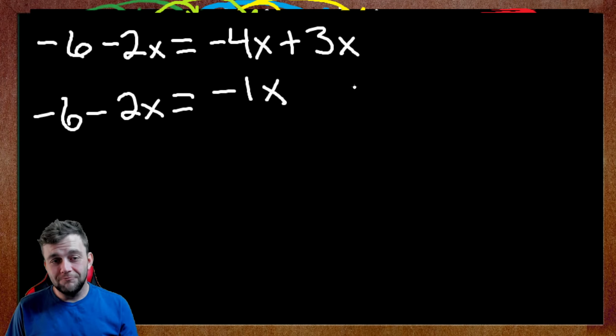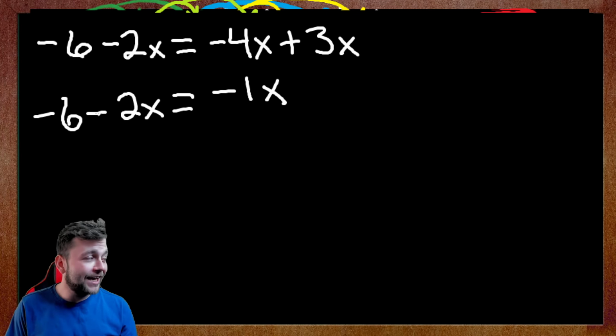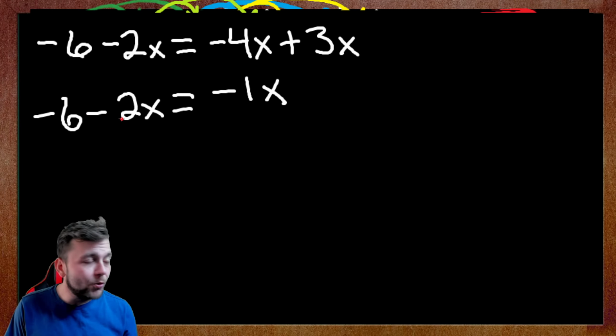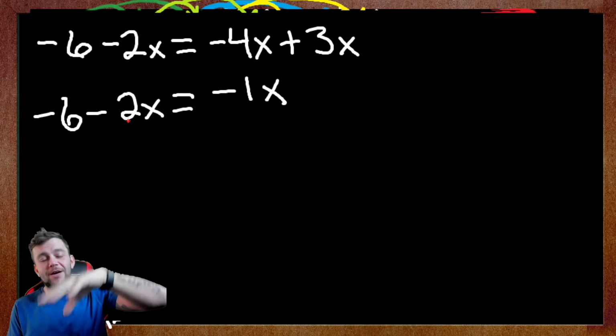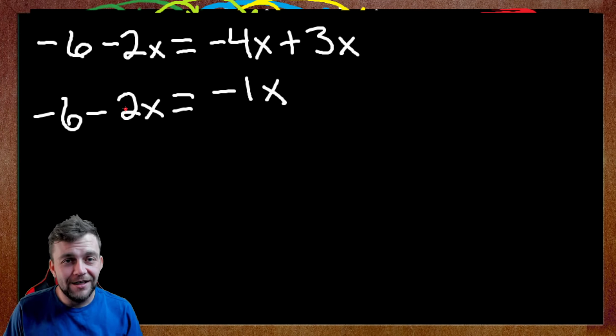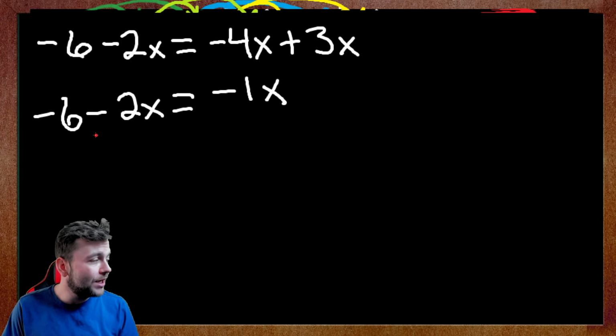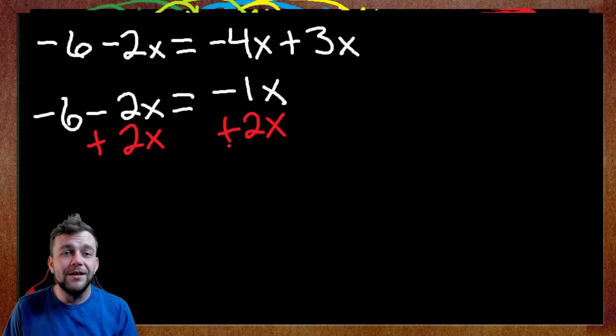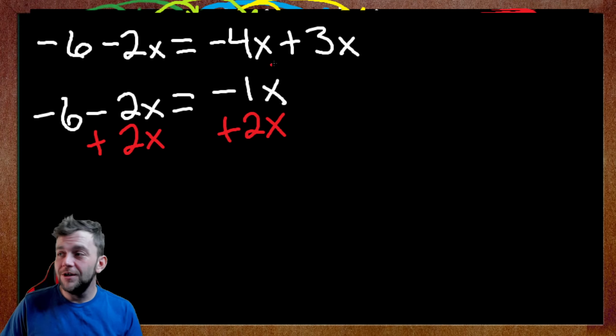Now what should you do? Add. We're going to add to get rid of, to move our 2x. I want to move it to the right side. And you'll see why. Because when we add 2x to get rid of it, and we add 2x to this side, remember, I don't like negative coefficients. I don't like my first number to be negative on a variable. Not when I'm trying to solve for a variable, okay?